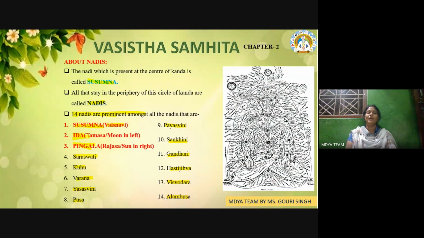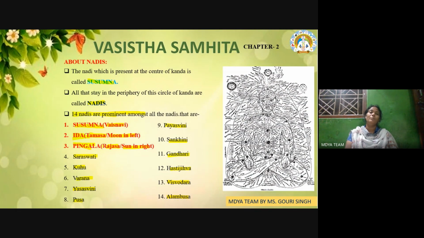In the next one, Ida's other name is described here as Tamas, and Pingla is Rajas. We know that Ida is the moon on the left side and Pingla is the sun on the right side, according to Vasishtha. So you have to remember the new names: Ida is associated with Tamas according to the Vasishtha Samhita, and Pingla's other name is Rajas. So these three are important.